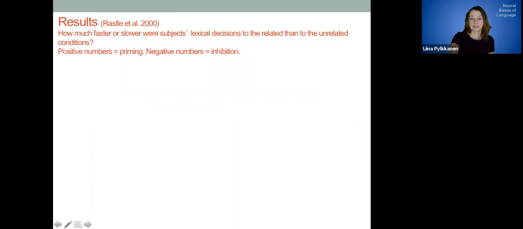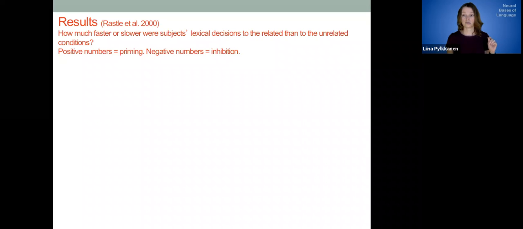Okay, so here was their question. How much faster or slower were subjects' lexical decision times to the related targets than to the unrelated targets? Here, positive numbers are going to be positive priming. That means that the related condition was faster than the unrelated condition. And the negative numbers are going to be suggestive of inhibition. So you were actually slower in the related condition than the unrelated condition. We're going to be showing subtractions, unrelated minus related. That's what these numbers are going to be referring to.